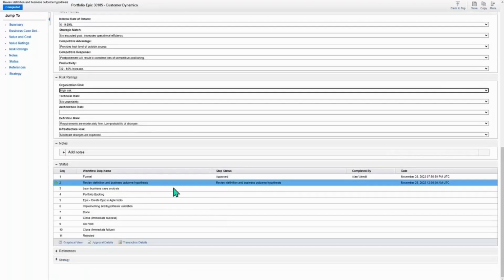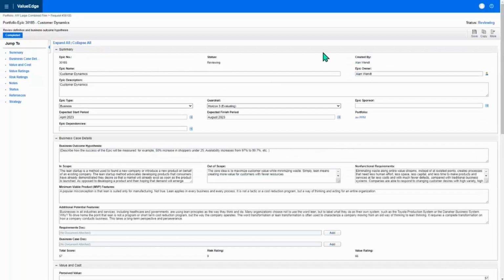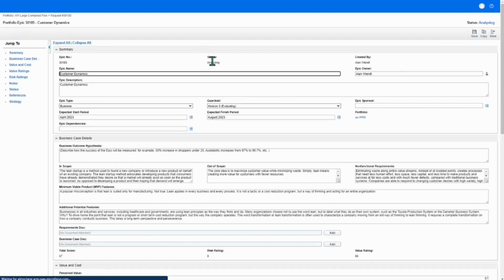And as I scroll down, we'll also highlight the fact that we have a workflow that's underpinning and determining the governance process, the approval process, the life cycle of this portfolio epic as it's moving through its stage gates. Let's go ahead. I made a few changes to the request, so I'm going to save those changes. And then I'm going to move this request through a couple of the next phases. So we're going from the reviewing to the analyzing phase.